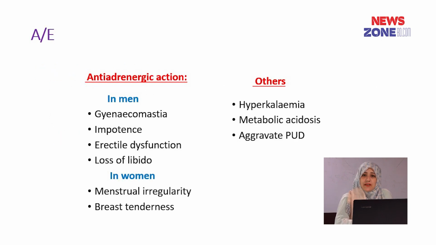What are the adverse effects of potassium sparing diuretics? These are anti-androgenic drugs, so they have anti-androgenic action. In males, they cause gynecomastia, impotence, erectile dysfunction and loss of libido. And in women, they cause menstrual irregularity and breast tenderness. And other adverse effects of potassium sparing diuretics are hyperkalemia, metabolic acidosis and aggravating peptic ulcer disease.